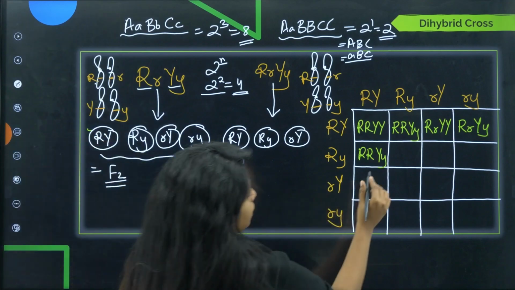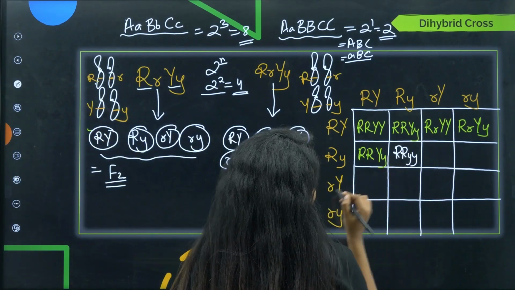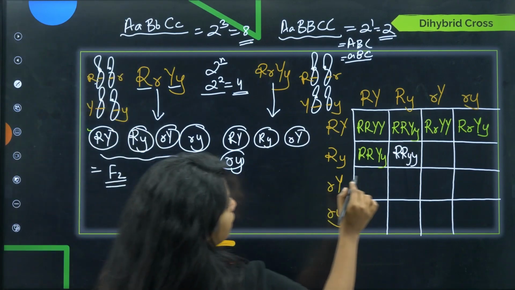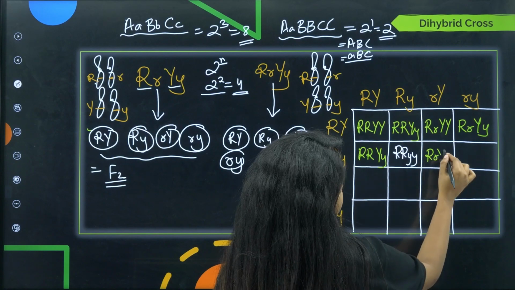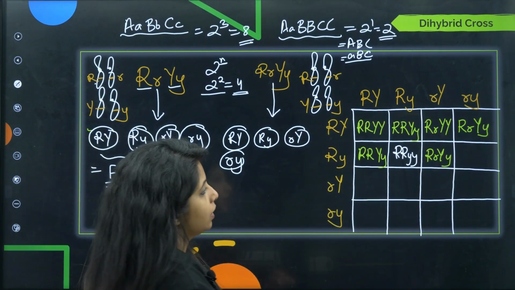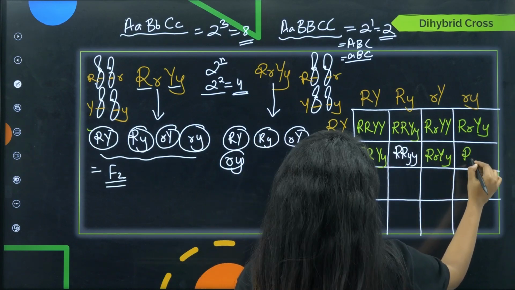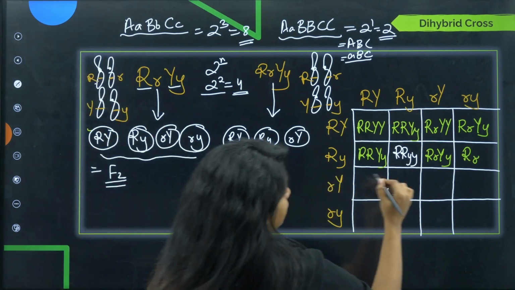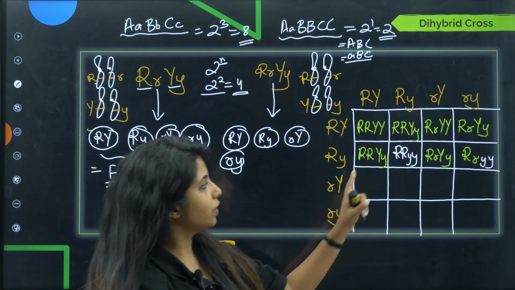Oh, why 2 of them? This is capital R, small y. Okay, fine. Next thing, what do we have? Capital R, small r, capital Y, small y. Agree? Done. Going ahead, we have capital R, small r, and capital Y, small y. Okay, 2 of them we got.